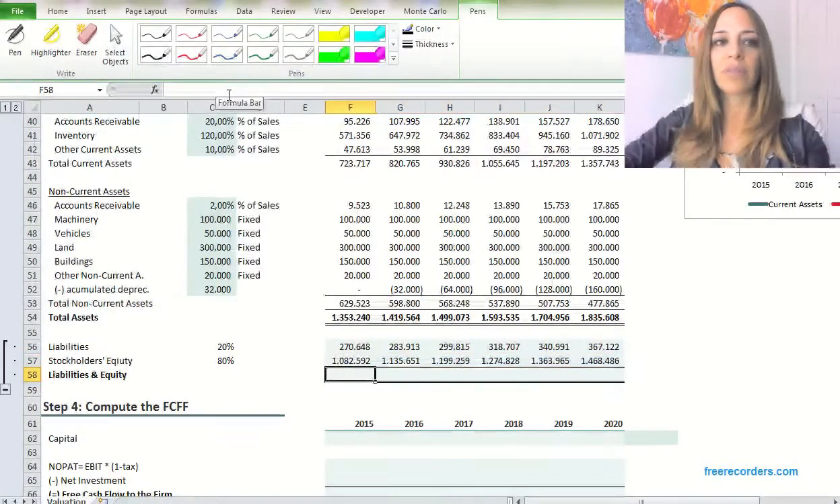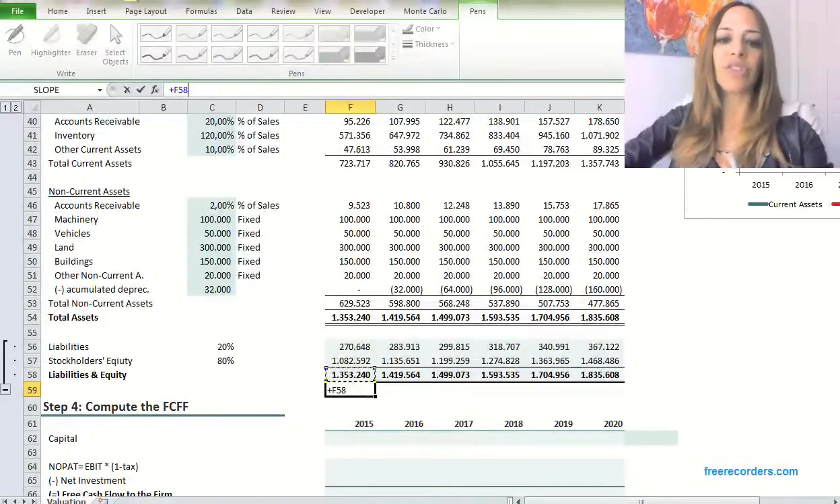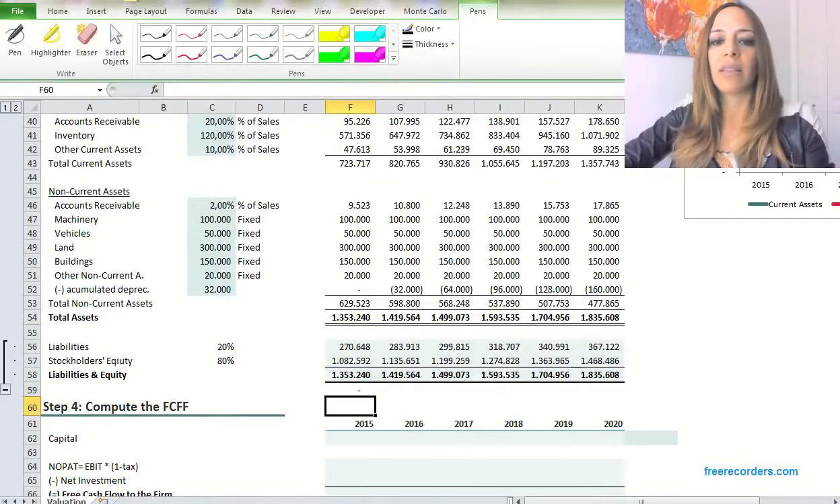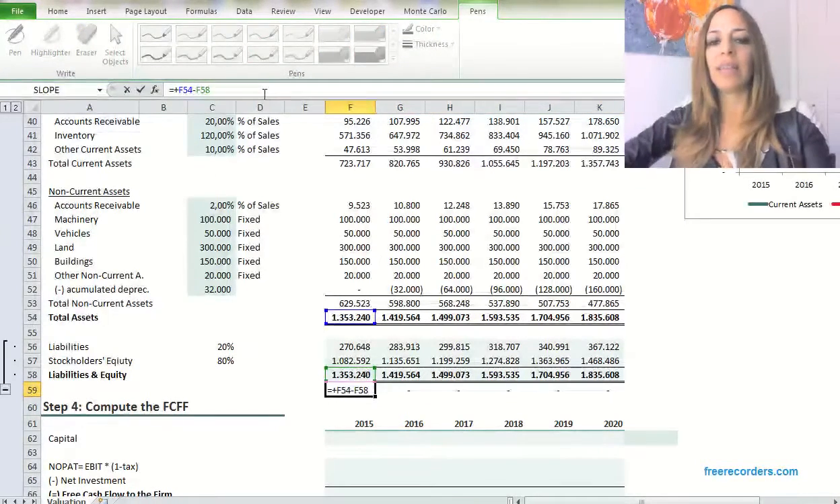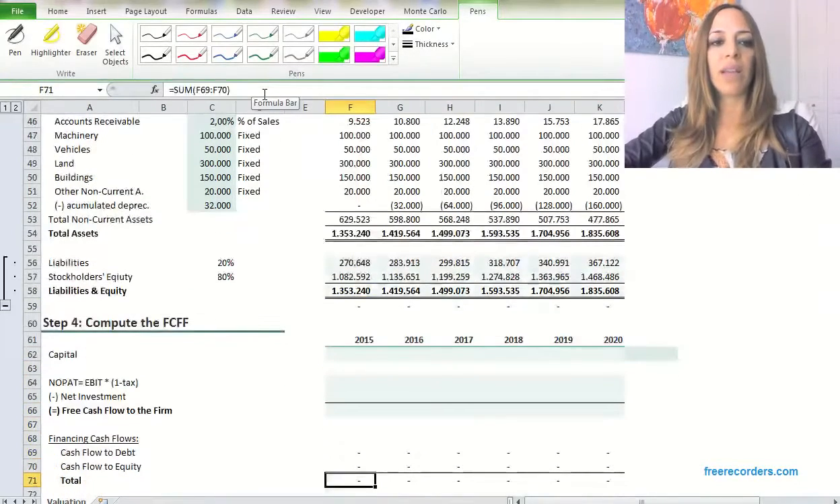And of course, the sum should be exactly the same number we had above. Therefore, the balance sheet should balance. The difference, you can see, is 0. Okay, the balance sheet should balance. The right side is equal to the left side.